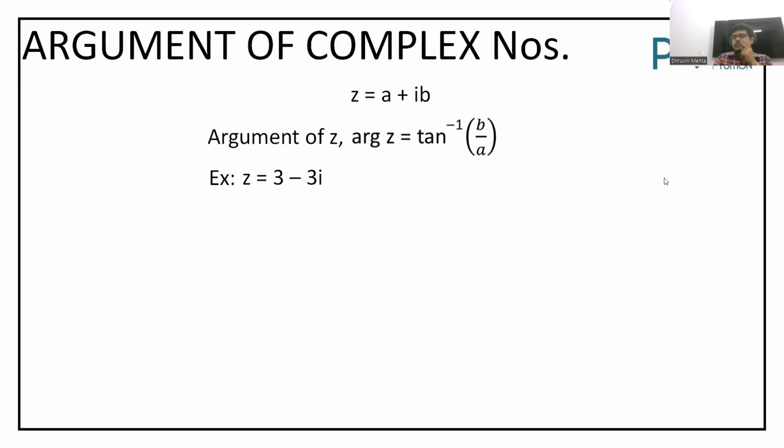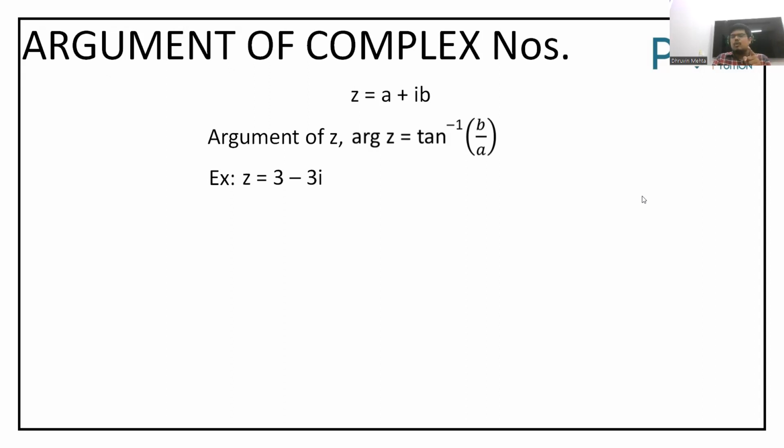Tan inverse of minus 3 by 3. And what is that? 45. 45? That's wrong. That's absolutely incorrect.